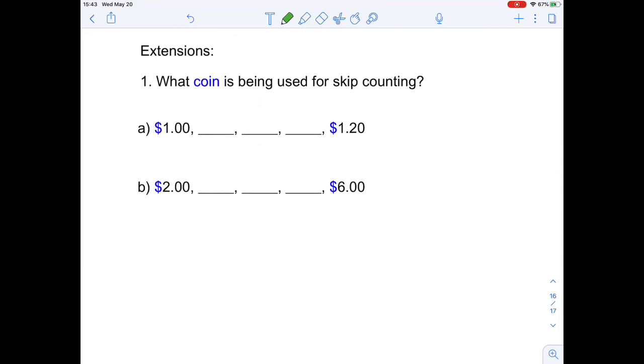What coin is being used for skip counting? Let's see. Are we going by dimes, by nickels? What would be next? 105, 110, 115. So we're using nickels here. Here we are skip counting, it looks like, by dollars. So next we gotta have $3, $4, $5. So we're using loonies to skip count.